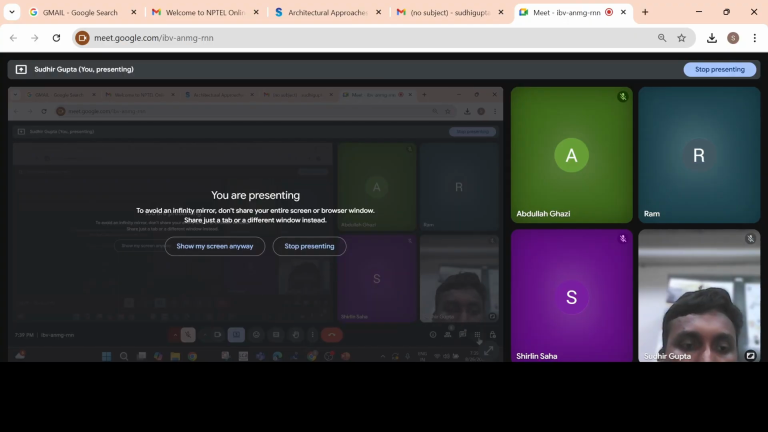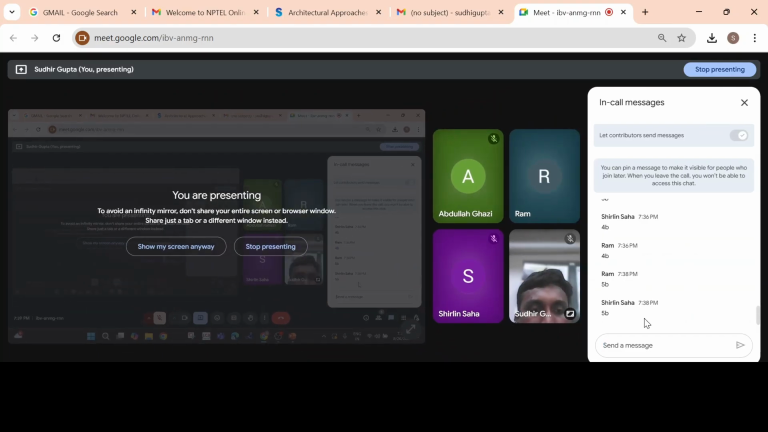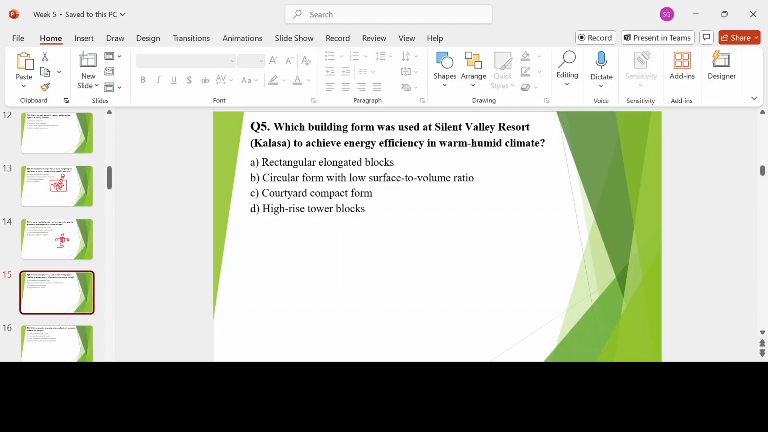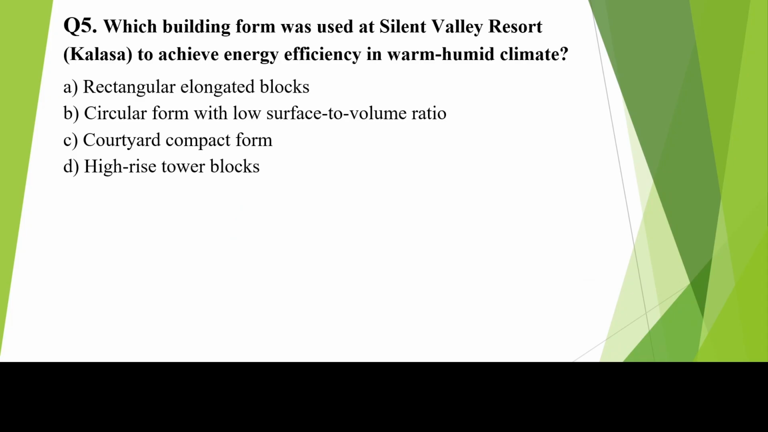Let's see how many of you have understood and given the answers. So 5B is the correct answer, which is marked by many of you, which is saying circular form with low surface to volume ratio. Whoever has marked option B is absolutely correct. And this Silent Valley Resort adopted a circular form, reducing the surface to volume ratio, which is the correct answer.